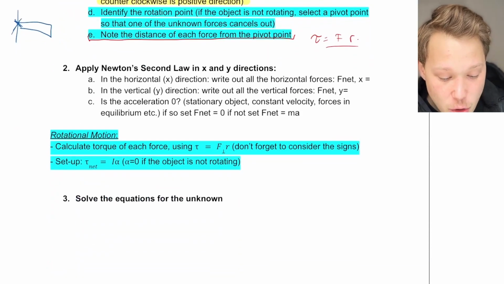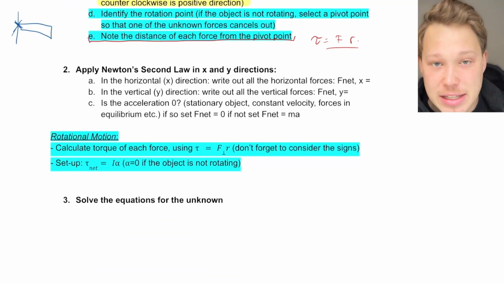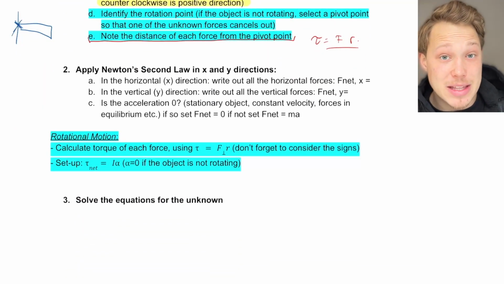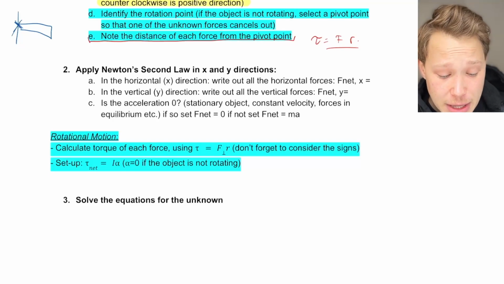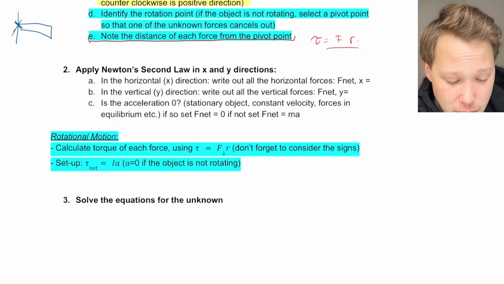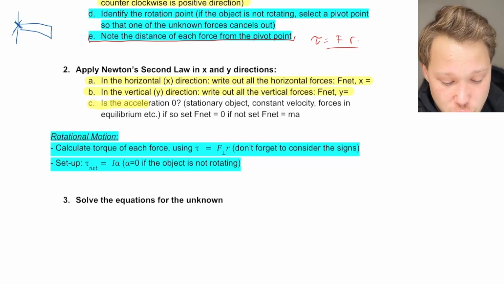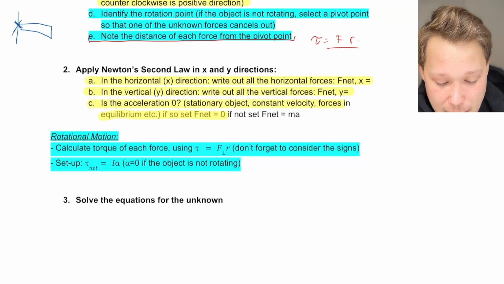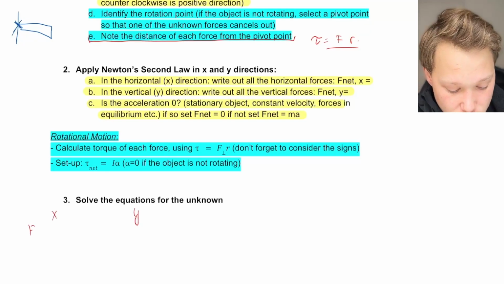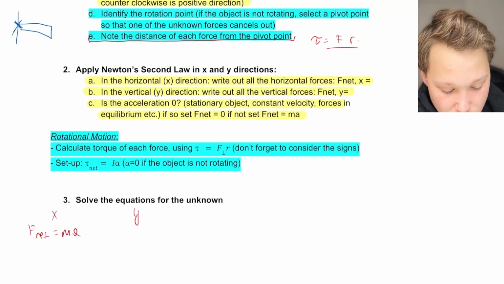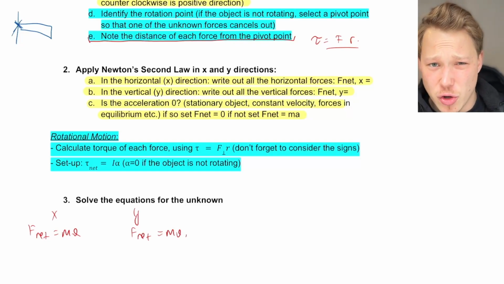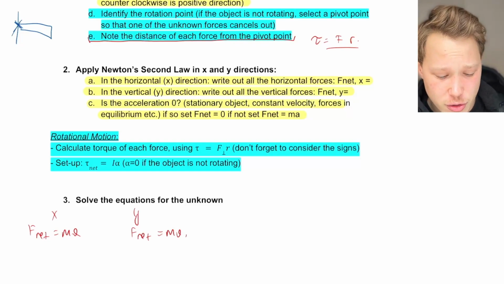Great. Now you'll apply Newton's second law in the x and the y direction. Those are the same steps we had in the unit of forces. We'll label our net force in the horizontal direction and our net force in the vertical direction, and set them equal to either 0 or ma. Sometimes it's only one of those, only horizontal or only vertical.